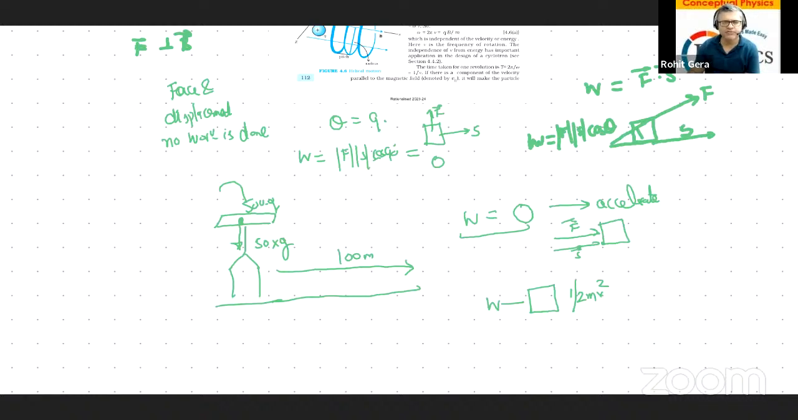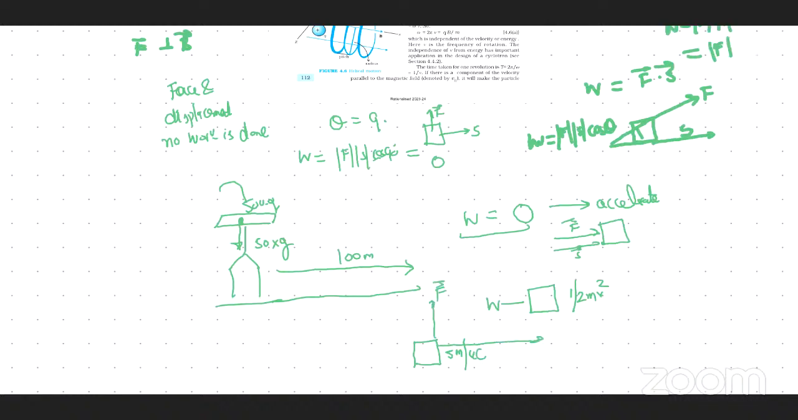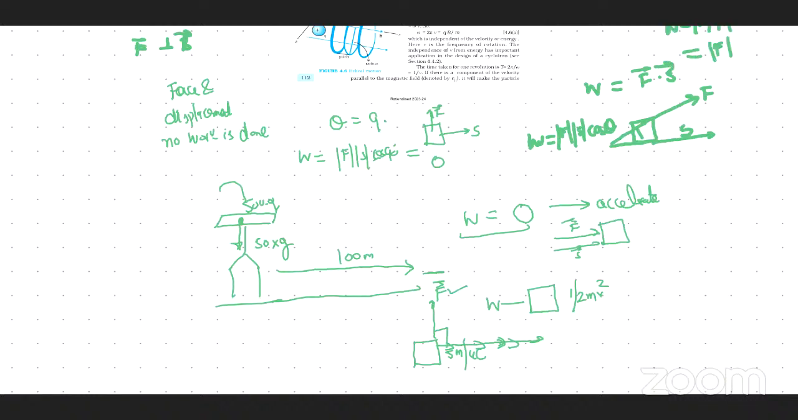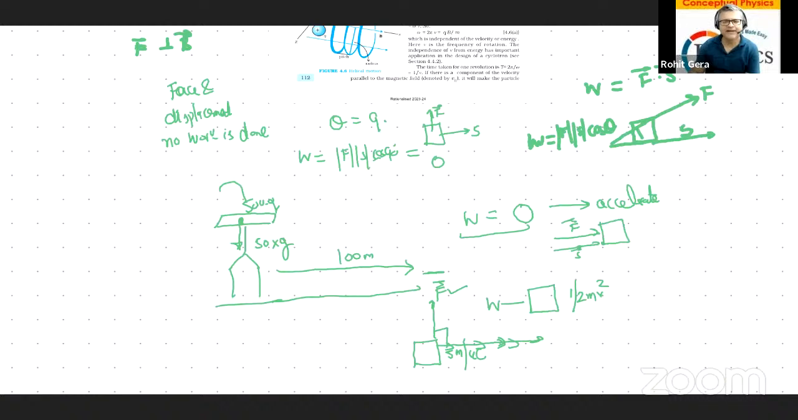So I have a body which is moving like this, 5 meters per second in this direction, the displacement, and the force is in this direction. Throughout the motion, this force will not be able to change the velocity in this direction because they're at right angles. So we will say this force is not doing any work. Only if you have an angle less than 90 degrees, some work will be done.